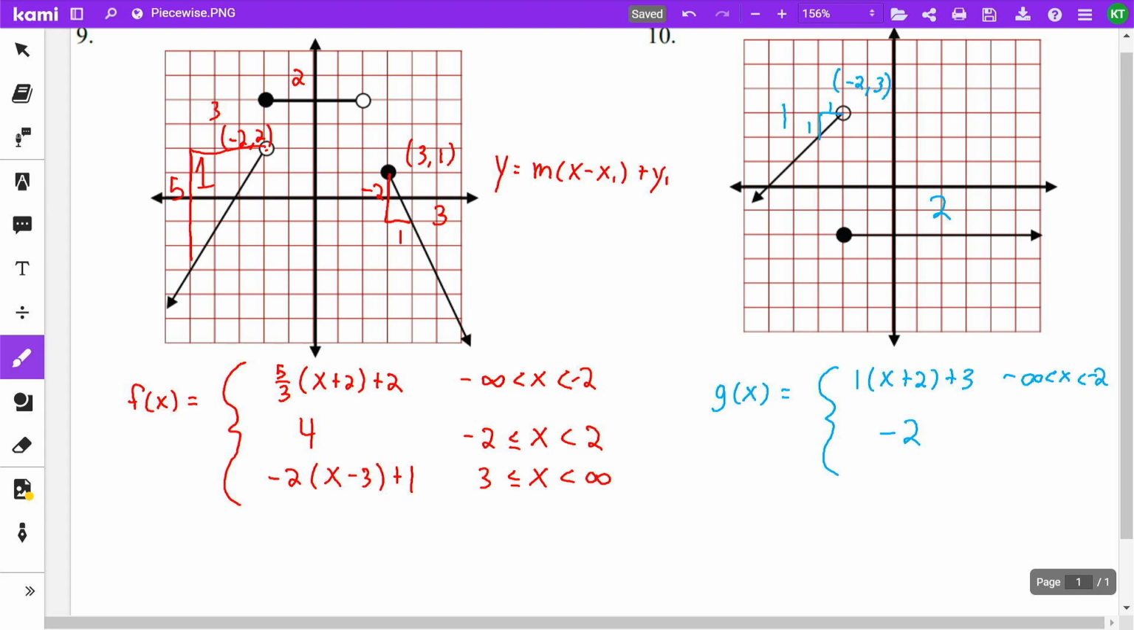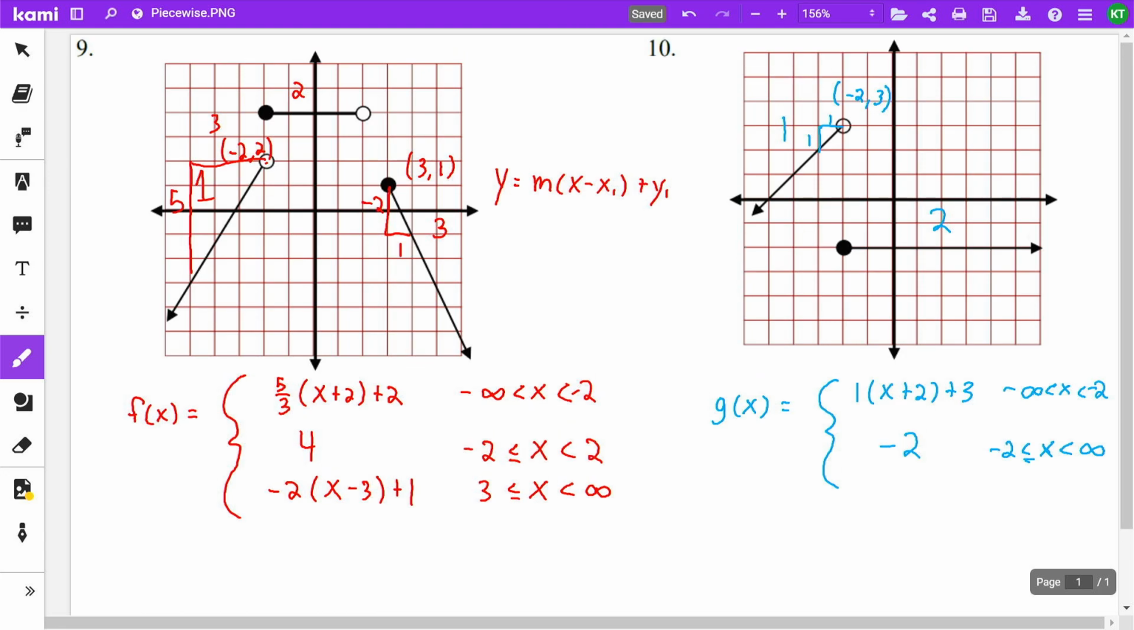And then for our final one here, we have it picking up right here, starting at -2. So -2 is less than or equal to x. And that's going to go on forever. So that is going to be less than infinity. And that would be how we would go ahead and write piecewise functions from a graph.